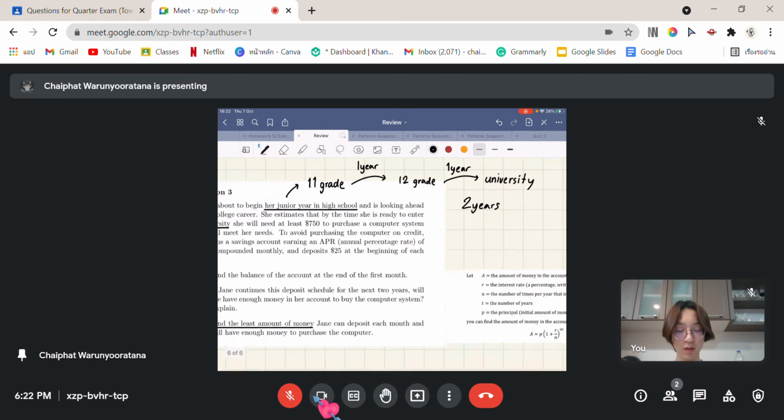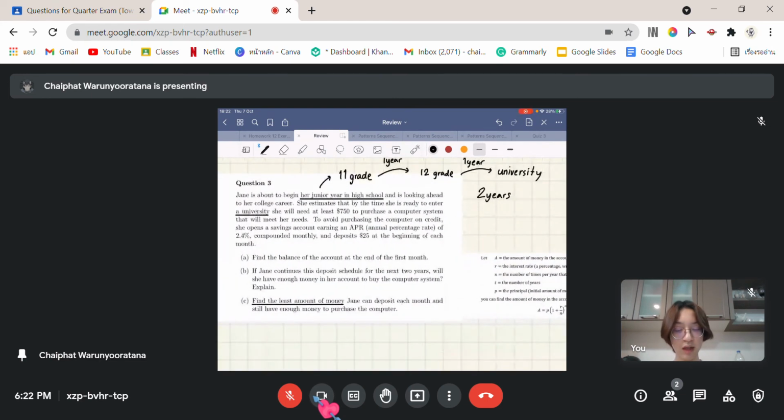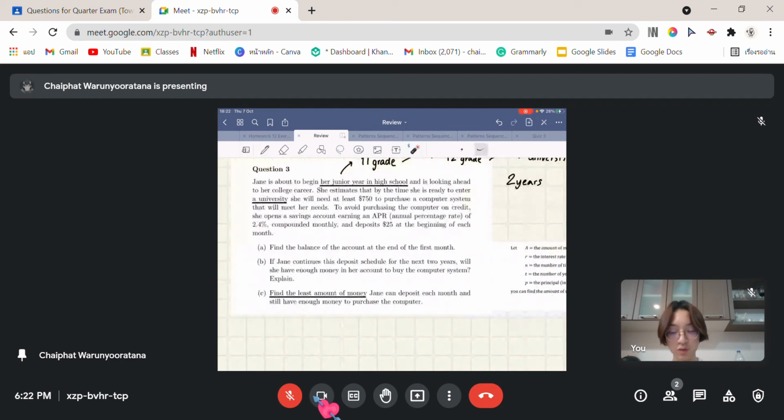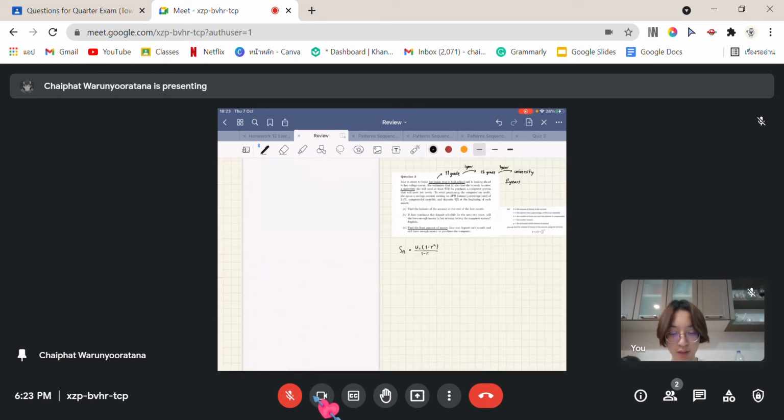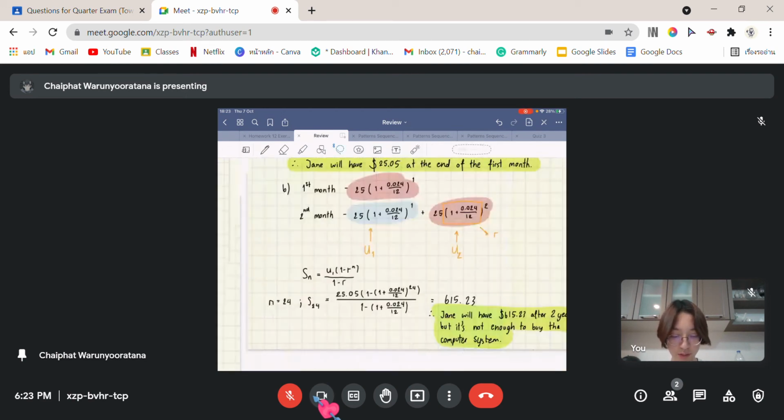Okay, so after we know it, we can see it's actually kind of similar to question B right here, right? It also asks for 2 years. However, we know that by depositing $25, it's not going to be $750 at the beginning of the university. So we need to find the new amount of money. We're going to use the same equation, which is this one. Now let me copy it from what I have written.